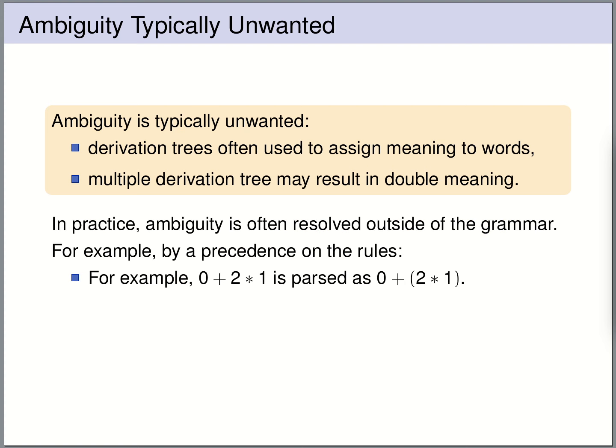On the other hand, these ambiguities are often resolved outside of the grammar. For instance, if you think of formulas, then such a formula like 0 plus 2 times 1, you may have a grammar that allows for two possible derivation trees, but then you can define outside of the grammar that certain grammar rules have precedence over other rules. And by defining such a precedence on the rules, you enforce that this is parsed in a particular way. Namely that the 2 times 1 is parsed as being together.